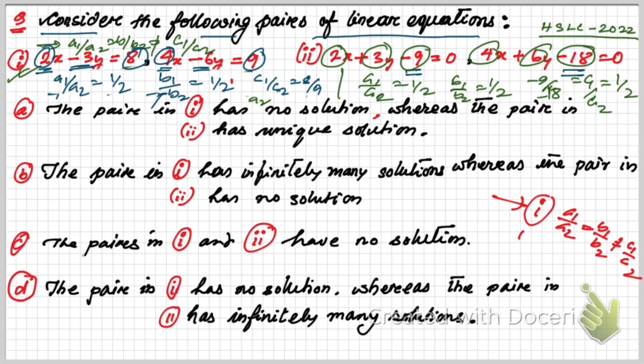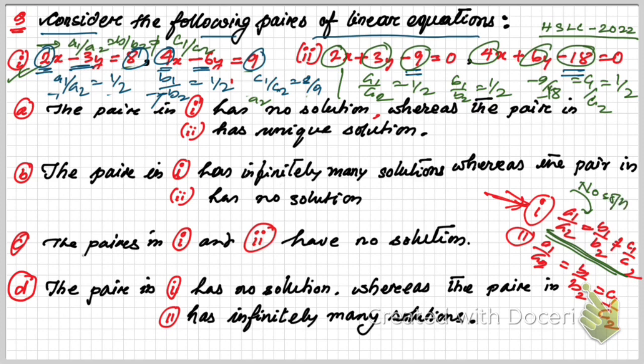So in the second pair of linear equations, a1 by a2 is equal to b1 by b2, and b1 by b2 is equal to c1 by c2. So let me write it clearly. So for this condition, we have no solution in the first pair of linear equations, which satisfied these conditions, which means no solution.